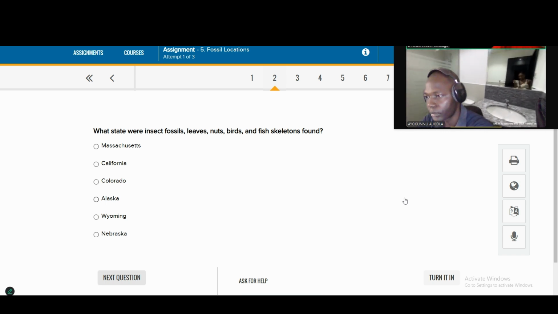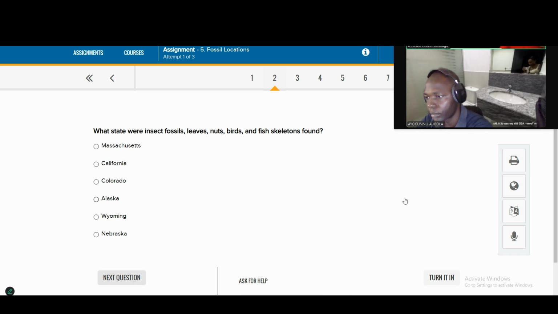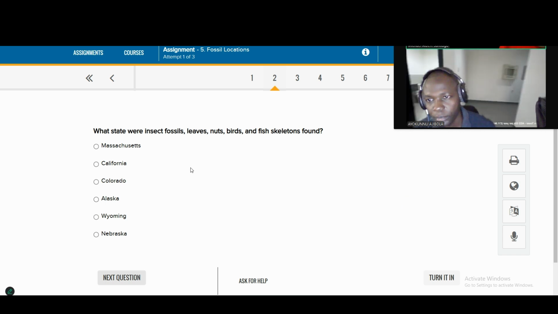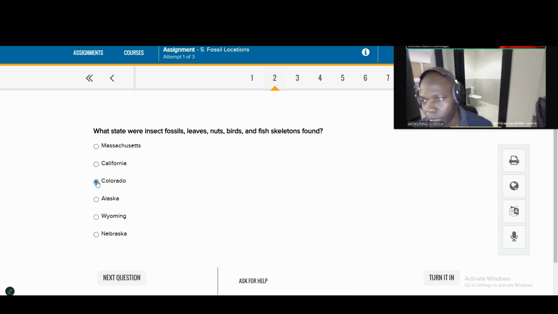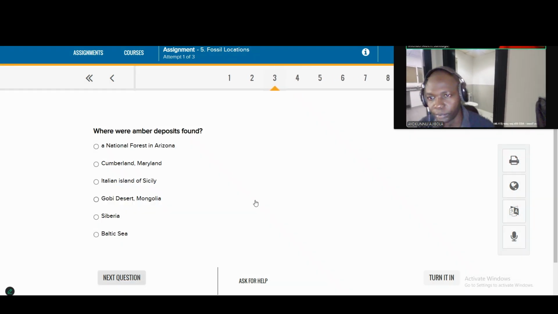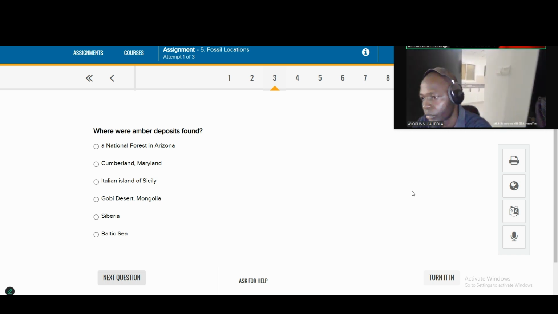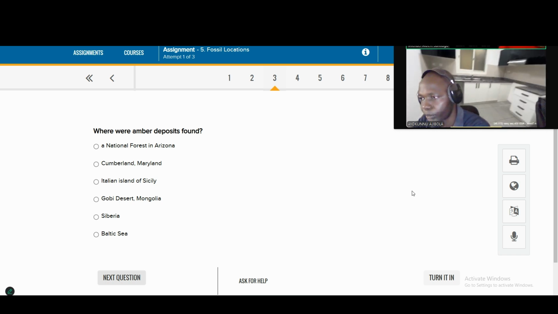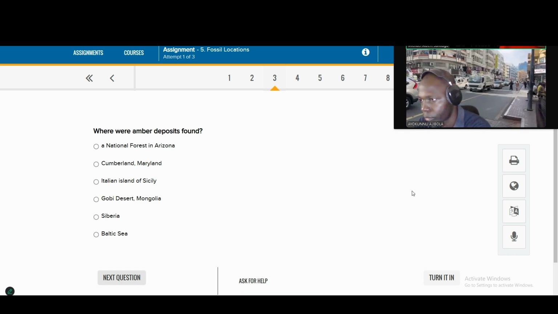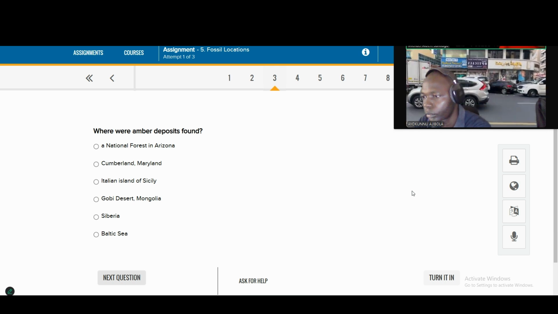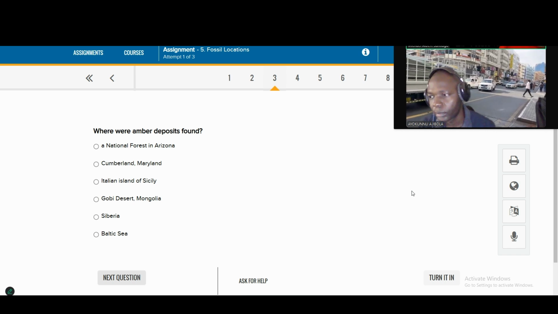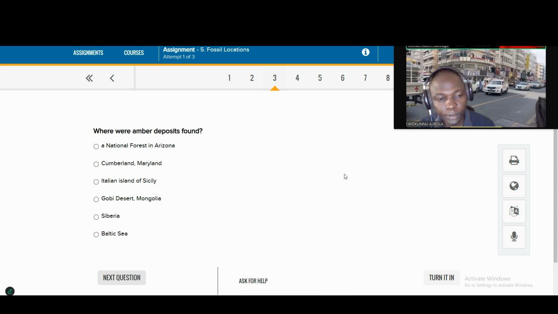What state has a very strong fossil plant difference? We read about it. That's in Colorado. Okay. Yes. So, go to the next one.